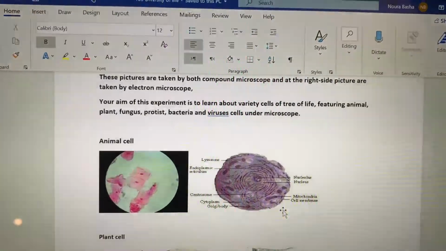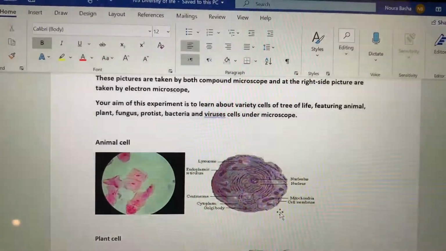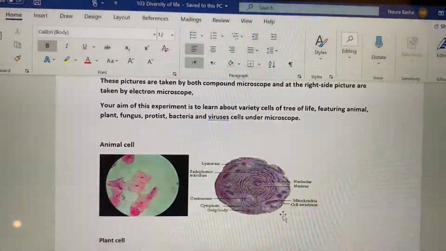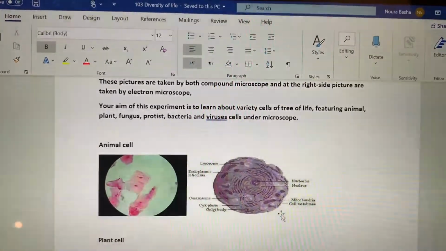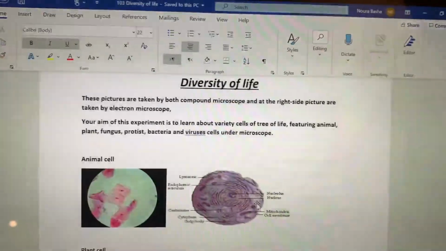Very simple. You will have only one paper sheet to draw those different cells, and that's it. This is all for today.